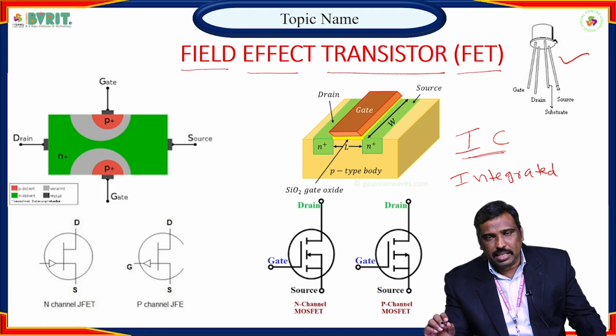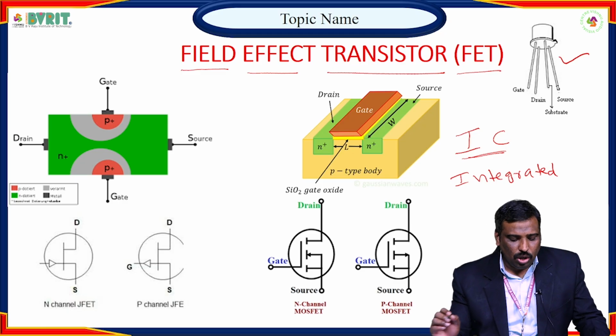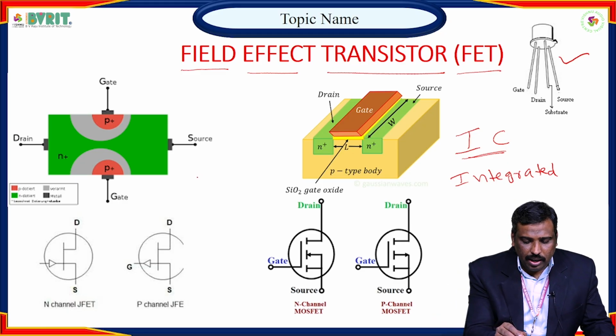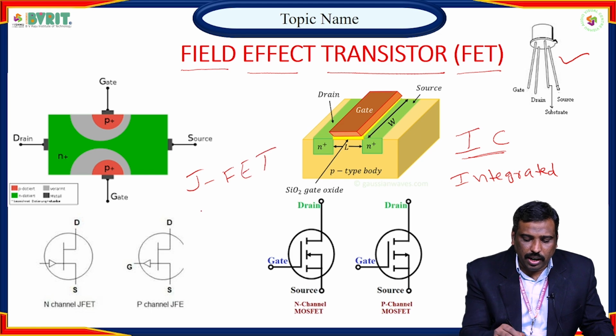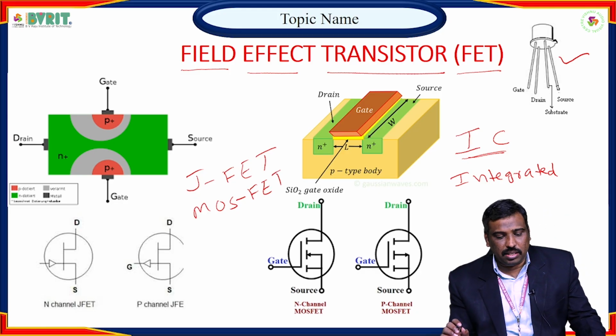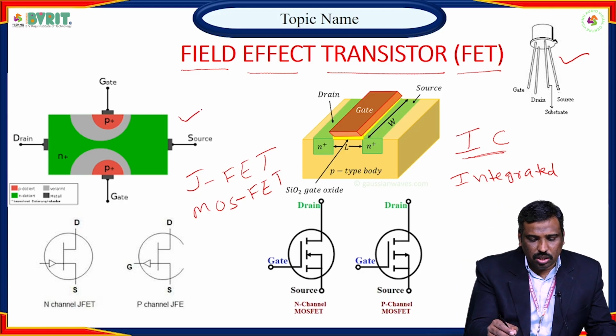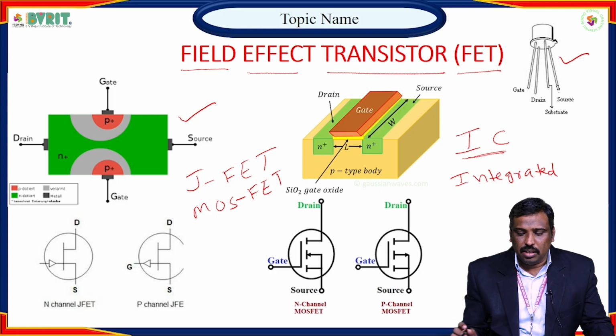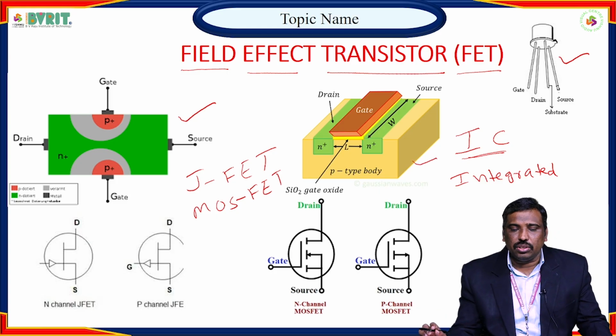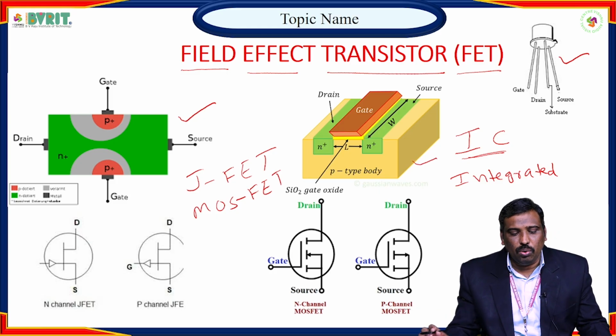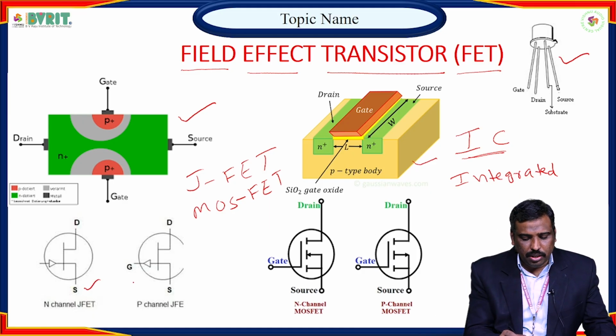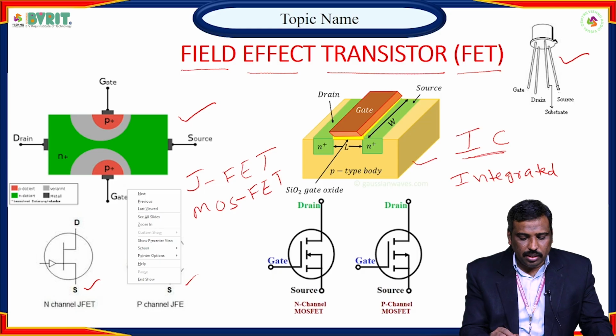The field effect transistors are used in ICs. These FETs are basically classified into two types: one is JFET and the second one is MOSFET, where J stands for junction field effect transistor. This is the internal construction of the junction field effect transistor, and this is the internal construction of the MOSFET, how it looks internally. And this is the symbolic representation, how we represent it in schematics.